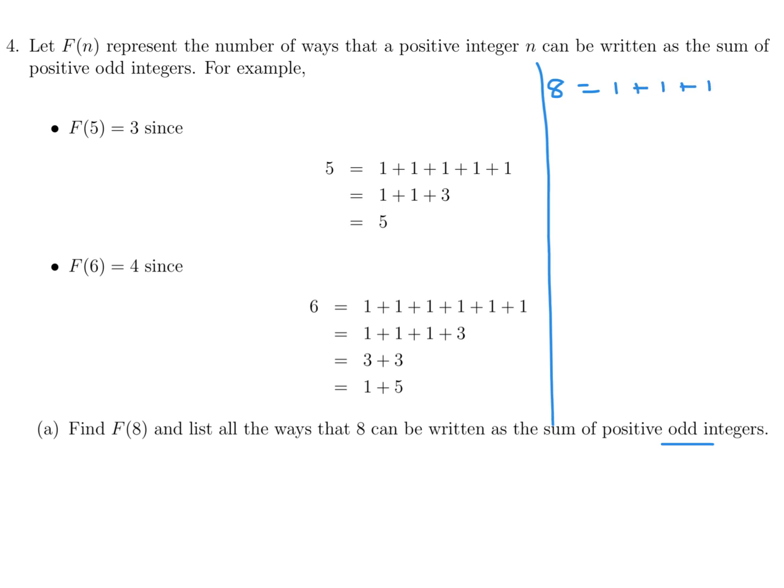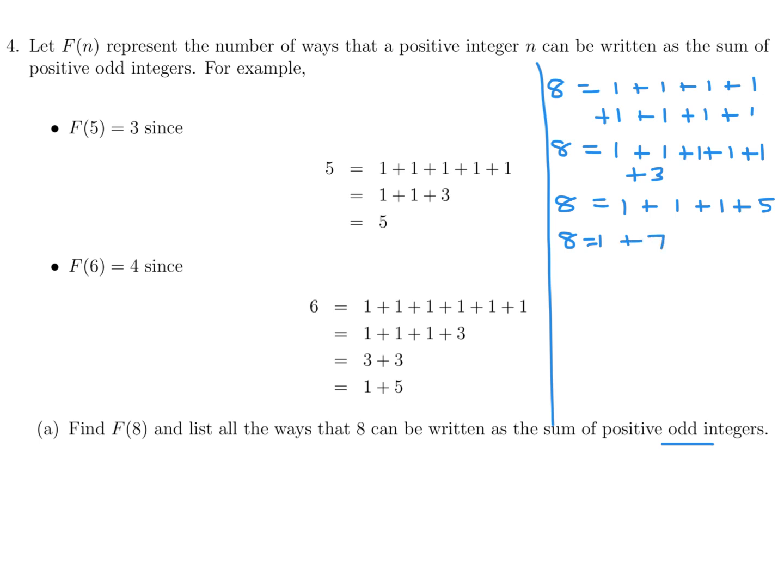1 plus 1 plus 1 plus 1 plus 1 plus 1 plus 1 plus 1. Or you can add 5 of these ones and then a 3. Or you can add just 3 of these ones, 1 plus 1 plus 1 plus a 5. Or just 1 and a 7. And then there's a couple other ways. You can do a 3 plus 5, or you can do a 1 plus 1 plus a 3 plus a 3. So this is 1, 2, 3, 6 ways. So therefore f(8) is equal to 6.